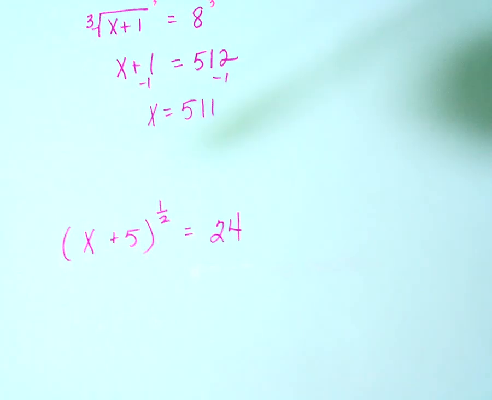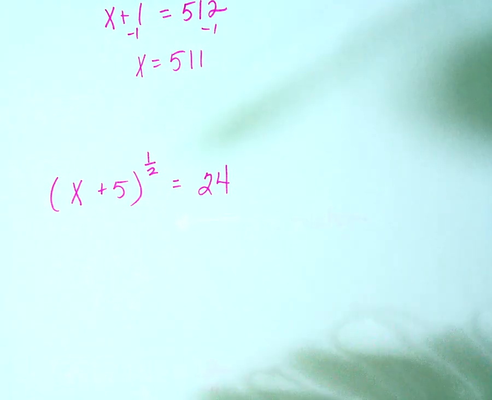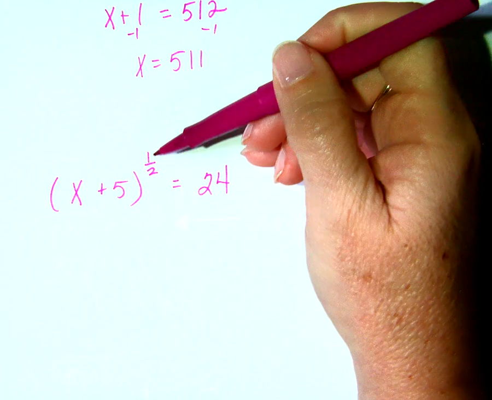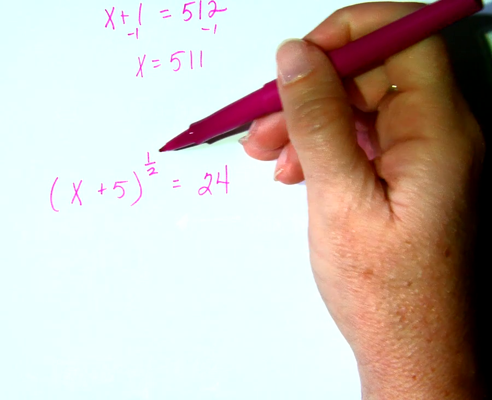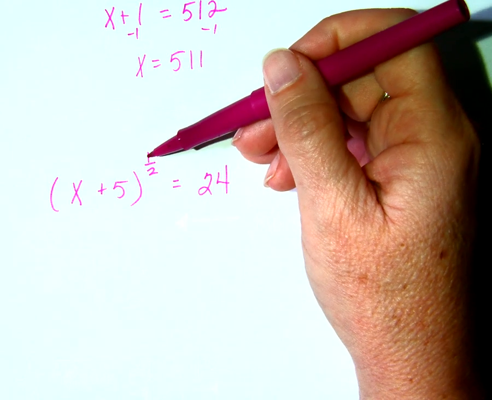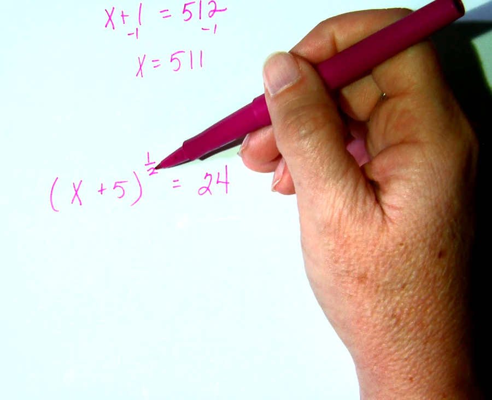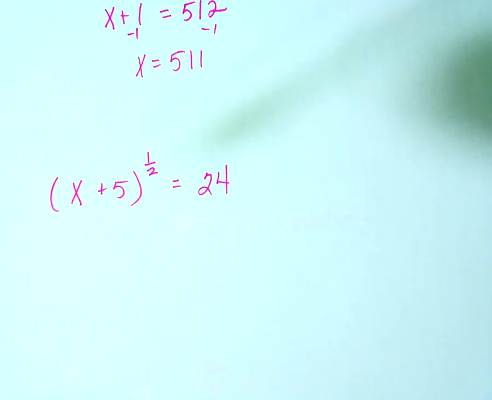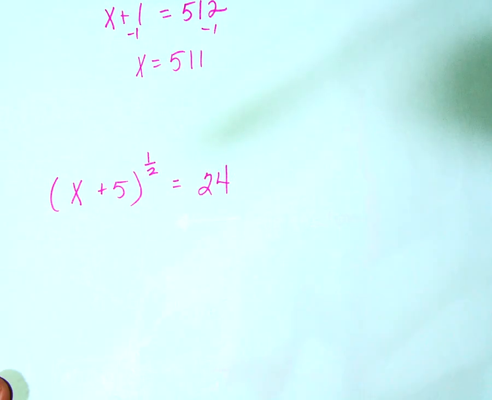What does it mean? Square root, right? Remember, if you look at the very back page, we said if we have a fractional exponent, the top is the power and the bottom is the root. If I have a first power, that doesn't change anything, but a second root, or a square root, is what's happening here. So how do I undo a square root? I square it.